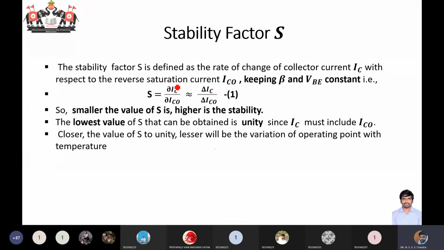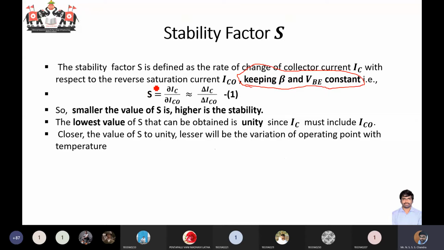This point is important. We are keeping beta and VB as constants. So what do you require? If IC naught is changing, do you want IC to change or not? You should not want a change in IC, right? So obviously this change ΔIC should be a low value. We should not see any kind of change in ΔIC.